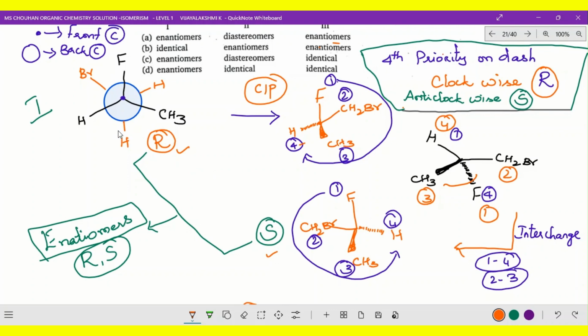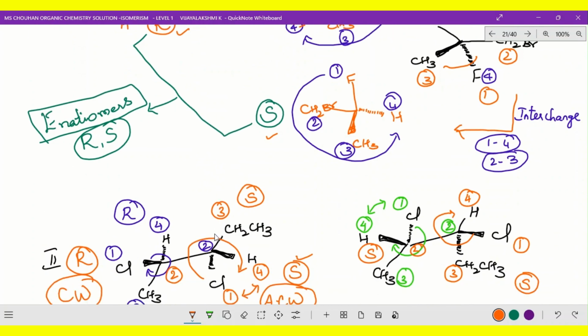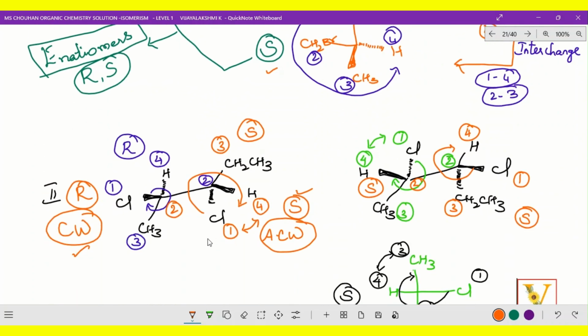Now this is the first pair, first compound, and this is the first pair, second compound. What do we observe in the R/S configuration? We observe R and S, which means enantiomers. Yes, in the first pair, it is an enantiomer. Now let us go and check the second pair. In the second pair they have given Fischer projections only. Now let us check what it has mentioned.